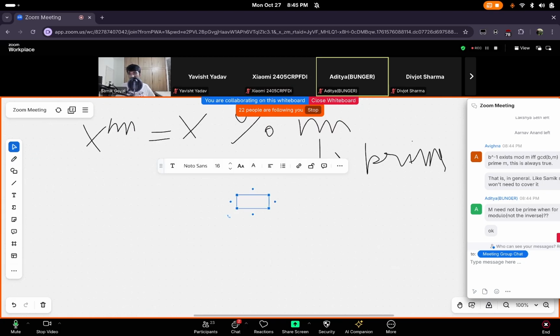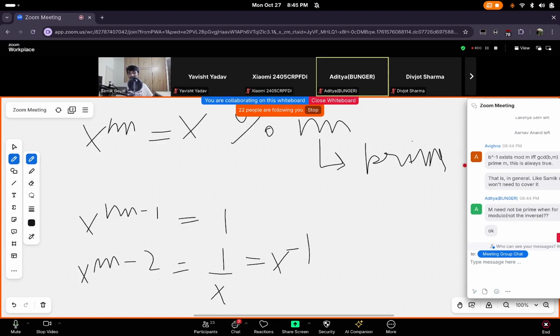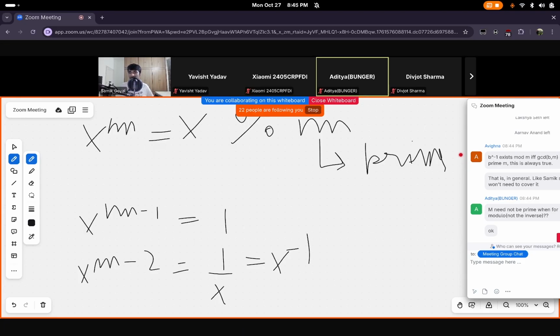And from here what we can derive is, I'm just gonna divide both sides by x, x to the m minus 1 is equal to 1, and x to the m minus 2 is equal to 1 over x, which is equal to x inverse. So I know that's not really a strict proof, but it's a pretty simple way to understand it. Can you guys follow this?